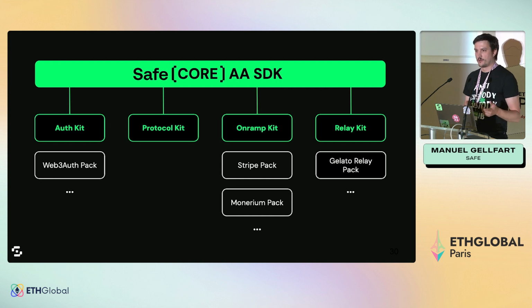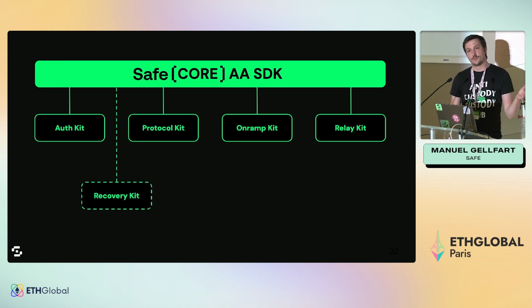I don't know if you heard of Monerium, but they are in Europe and they use a Euro stablecoin, and you can on-ramp to a bank account which is then connected to your Safe. And the Gelato Relay pack uses Gelato to relay. You can pay directly from your Safe with it, or you can also pay through OneBalance.